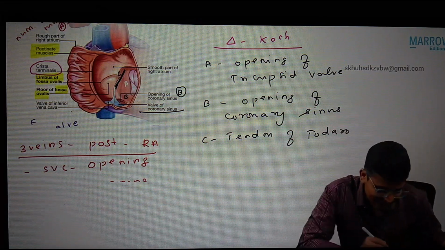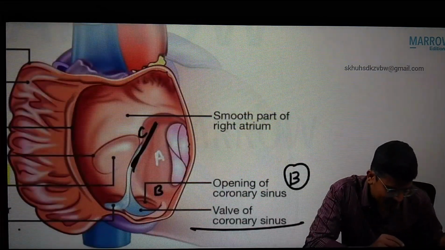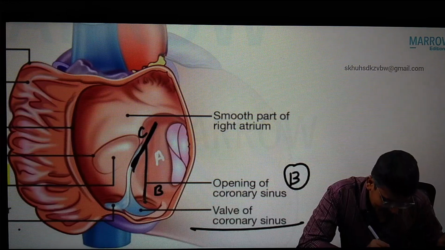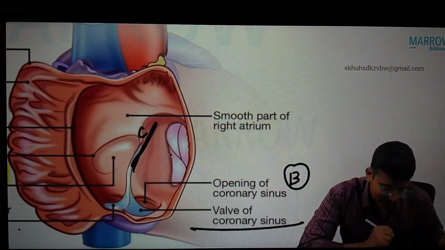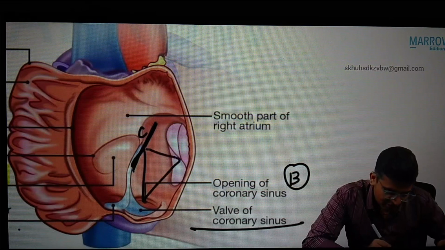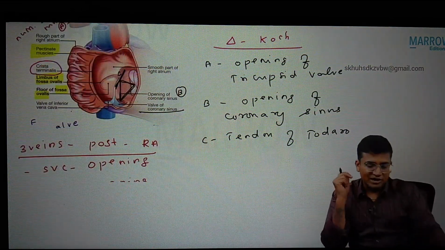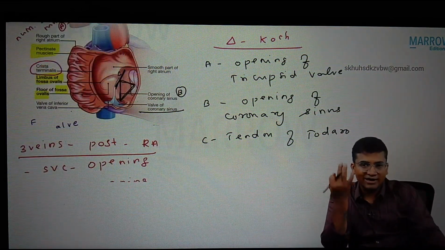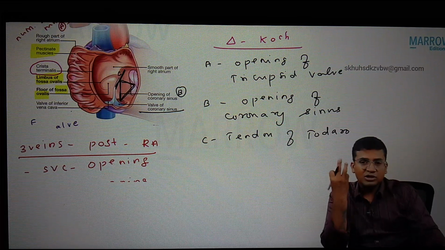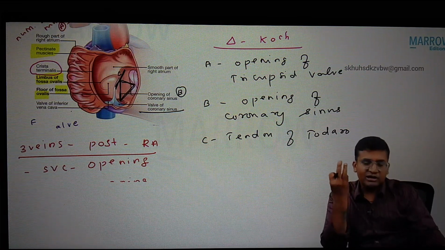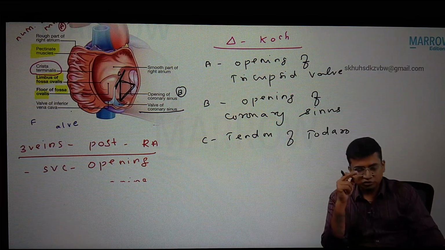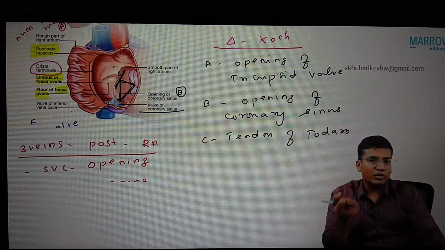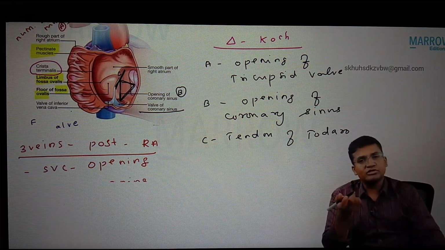Now, if you connect these 3 points, see the diagram. If you connect A, B and C, we get one triangle. The triangle is called the triangle of Koch. The triangle of Koch is formed by joining 3 points. What are those? Number 1, the opening of the tricuspid valve, number 2, the opening of the coronary sinus, and number 3, the tendon of Todaro.